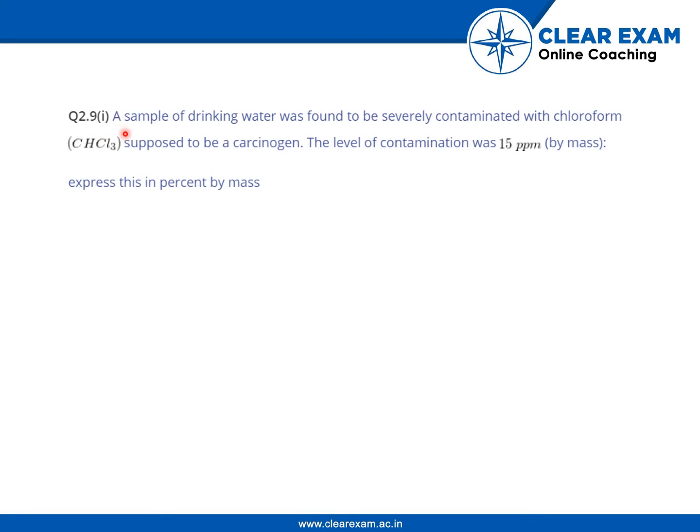The question is, a sample of drinking water was found to be severely contaminated with chloroform, CHCl3. So the formula of chloroform is CHCl3. It is supposed to be a carcinogen, which means cancer is caused by carcinogenicity. The level of contamination was 15 ppm by mass, which is 15 parts per million. Express this in percent by mass.